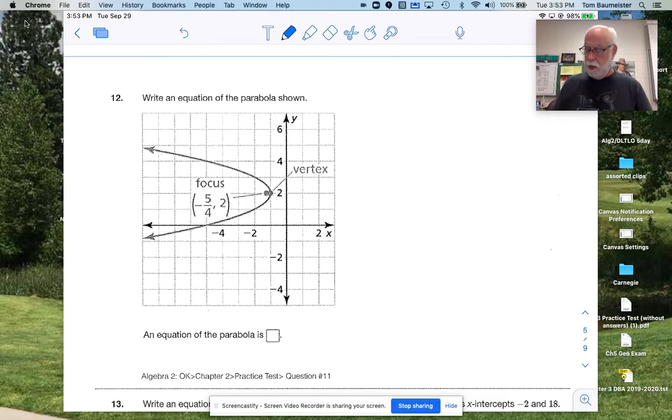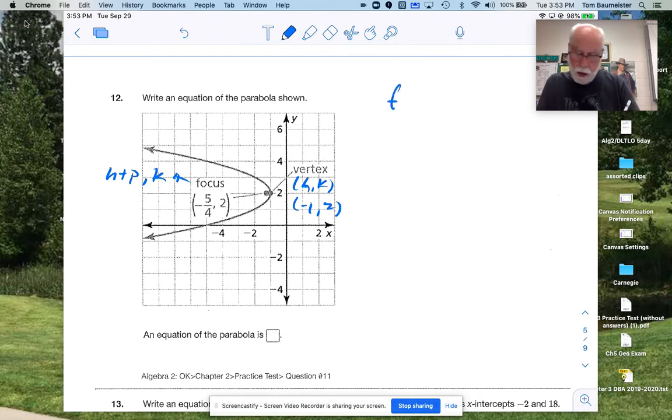All right. Now this one looks nasty, but it's really not that bad, ladies and gentlemen. Again, it's a sideways parabola. So remember on this one here, our focus is again h plus p and k. That's our focus. All right. Our vertex is h and k. So our vertex is -1 and 2. Okay. So remember, I'm going to put our focus out here now.